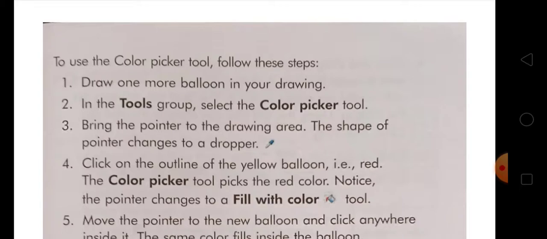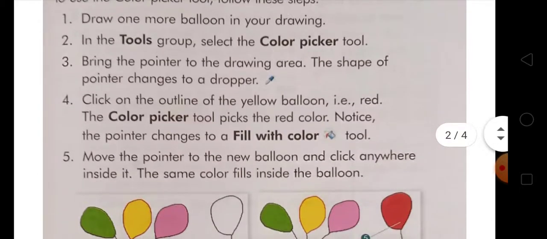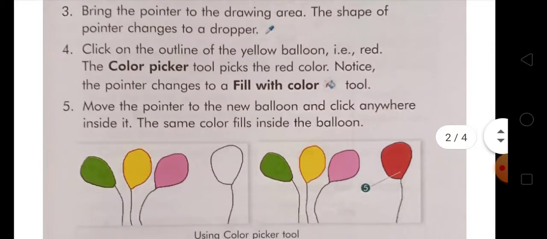In the fourth step, you have to click on the outline of the yellow button. For example, the color picker tool picks the red color, okay. And notice the pointer changes to a fill with color tool. In step 5 you have to move the pointer to the new balloon and click anywhere inside it. The same color fills inside the balloon.